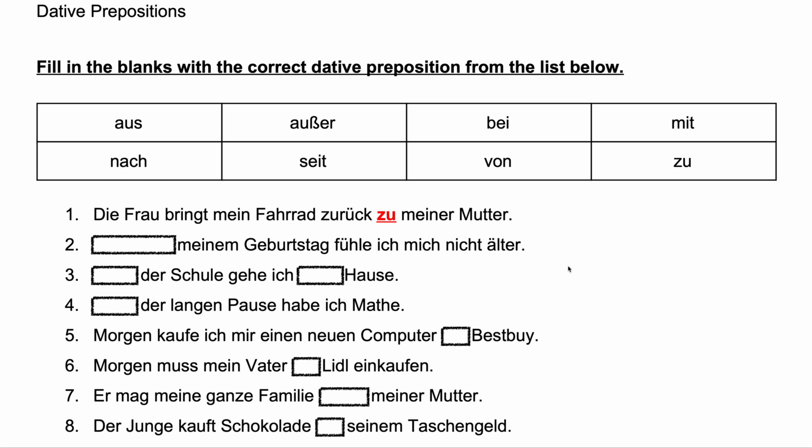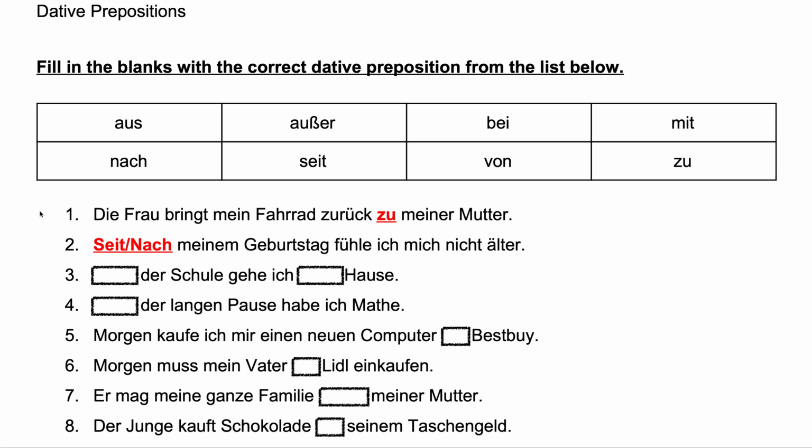Blank meinem Geburtstag fühle ich mich nicht älter. So we have something about my birthday, feel I myself not older. So I don't feel older, something my birthday. In this case, we're going to be talking about the birthday as a particular point in time, and therefore after that amount of time, we would say nach. You can also say seit, so since my birthday I don't feel older, or after my birthday I don't feel older. Either one of those would be appropriate for the answer.